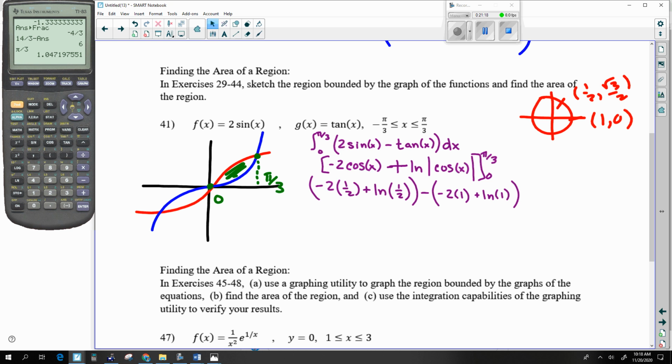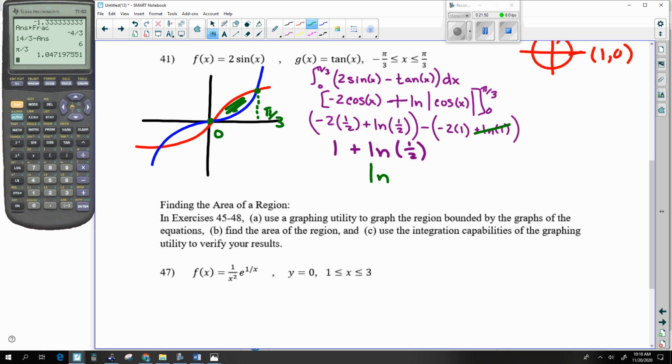Okay, so as I was saying, ln of 1 is equal to 0, so I don't have to worry about that portion of this. And so this is going to be negative 1 plus 2. This is going to be 1, negative 1 plus 2 coming from the other side. Then we have the ln of 1/2, which is probably what they do.